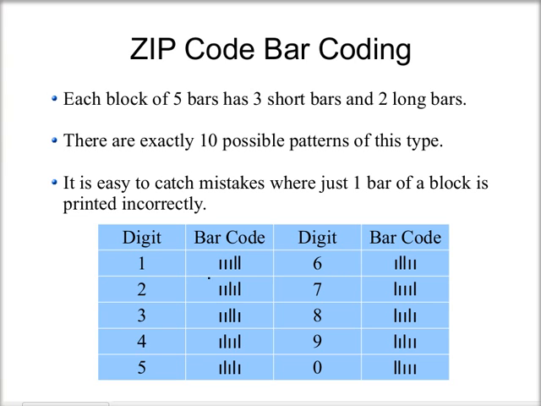And here I've got a chart with the pattern for each digit. So the digit 1 is represented by 3 short bars followed by 2 long bars. You can see that there's a different pattern for each digit all the way up to 0, which is represented by 2 long bars followed by 3 short bars.